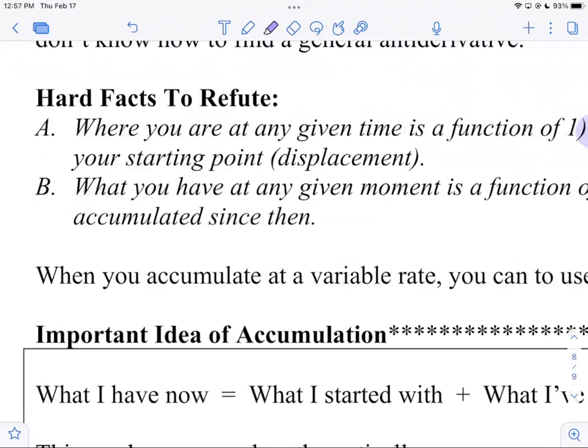I went to Vegas. I had 50 cents, and I was playing nickel slots for like 5 minutes. And now I lost my 50 cents. What do I have now? Well, 50 plus negative 50, you got zero.